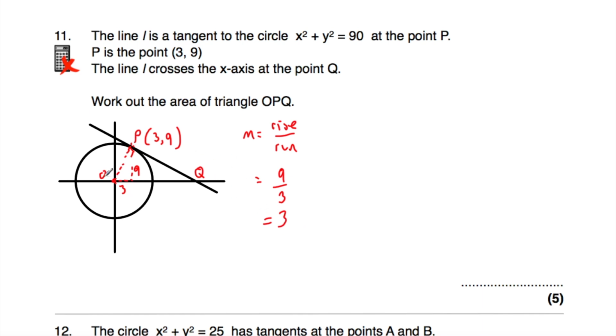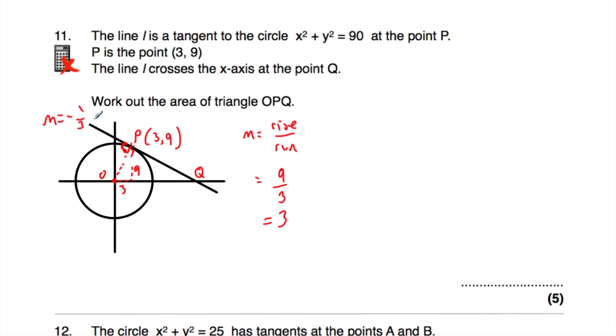Now we know the gradient of the radius, we can find the gradient of the tangent because they're perpendicular to each other, they cross at 90 degrees. That's a really bad right angle sign there. They cross at 90 degrees. So to find the gradient of the tangent, we're going to do the negative reciprocal of 3. Well, it's positive, so when we do the negative reciprocal, we'll change the sign, so we'll make it negative. And the reciprocal of 3 is a third. So that means the gradient of that tangent is minus a third.